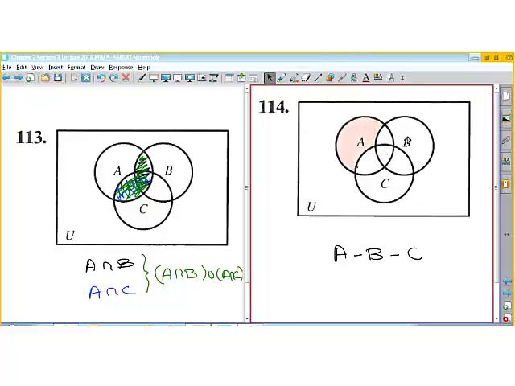So all these little corner pieces, this is B minus A minus C. This is C minus A minus B. This is A minus B minus C.